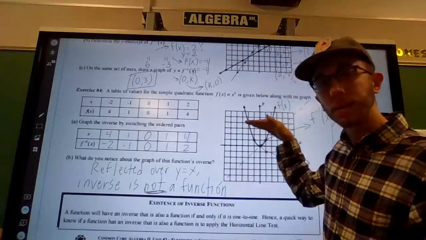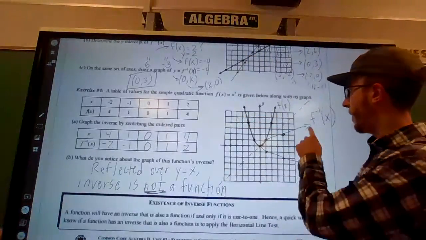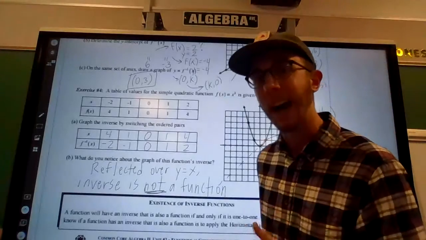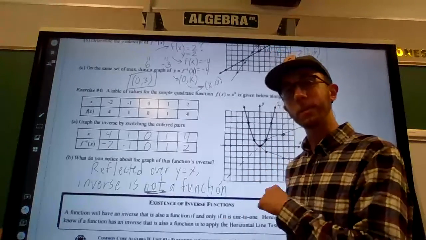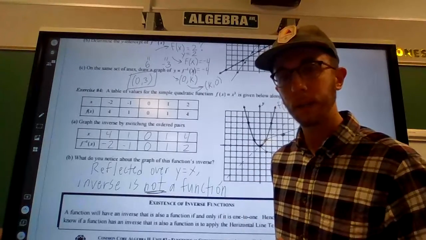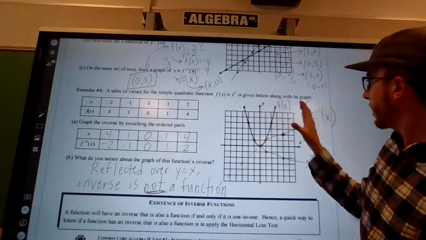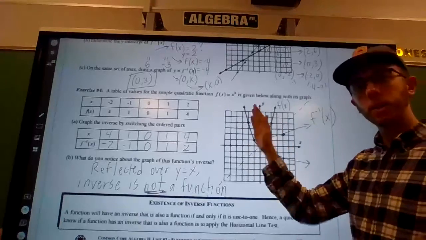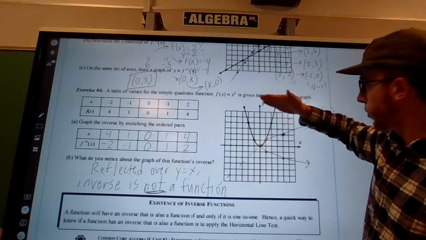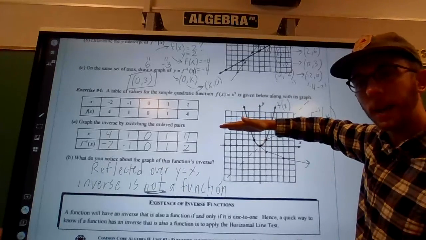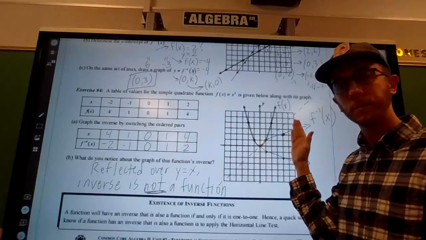Because the original function is not 1 to 1, because it fails that horizontal line test, that's why our inverse is not a function. Right now it fails the horizontal line test. When you flip it, turn it sideways, reflect it over that line, it would then fail the vertical line test. So if the original fails the horizontal line test, the inverse will fail the vertical line test.